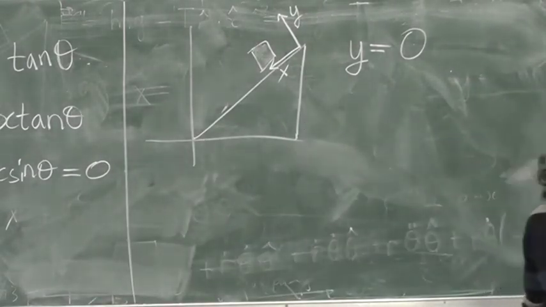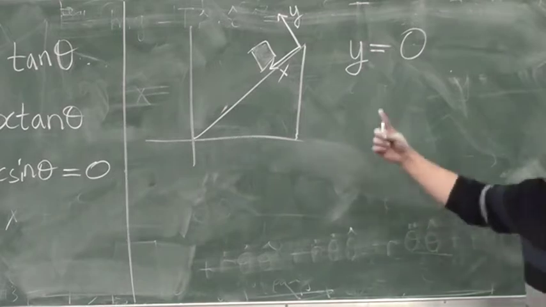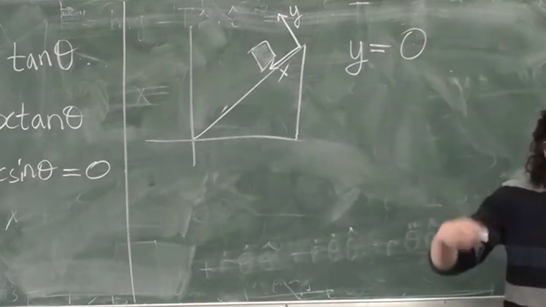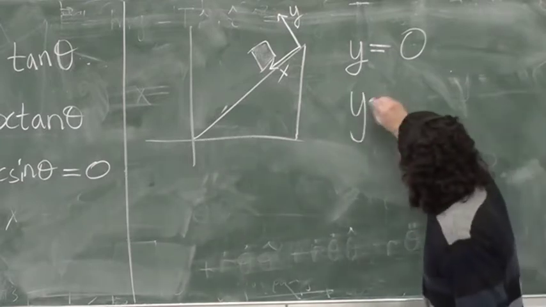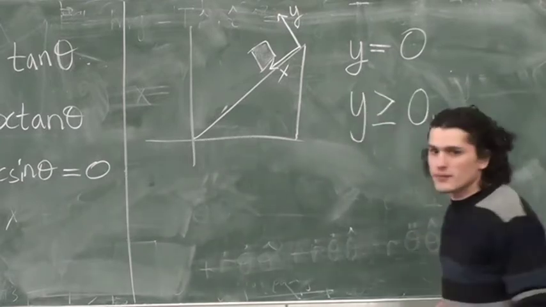There's another kind of constraint. What if I allowed the box to jump off the surface, but it's still really not allowed to go below the plane? Well, then I could just have written it as y is greater than or equal to 0.